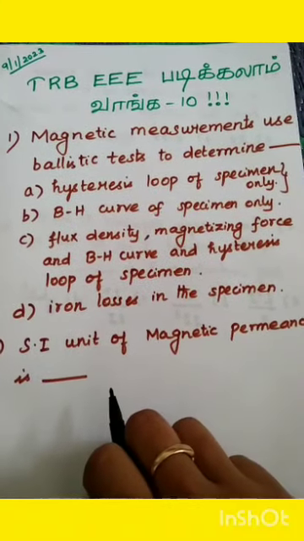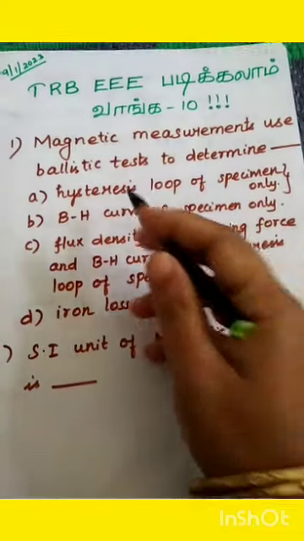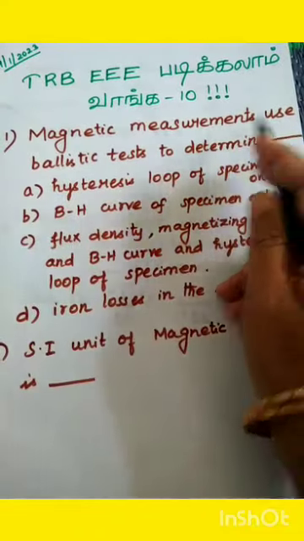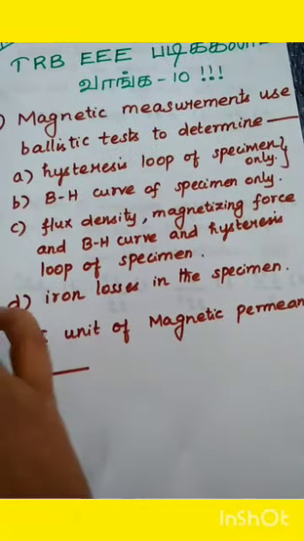Today we are going to see a set of 4 questions based upon magnetic circuits. The first question is, magnetic measurements use ballistic test to determine dash. They have given you 4 different options.